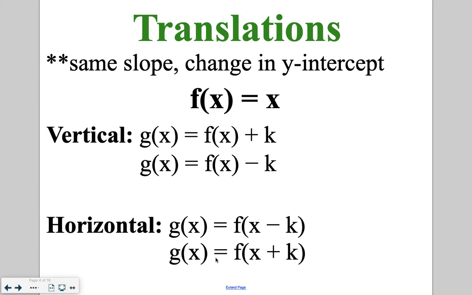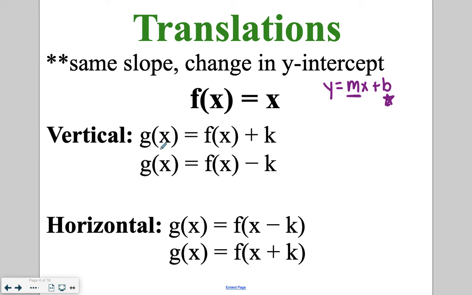A key fact about translations is that the slope of the graph is going to stay the same, but the y-intercept value is going to change. So what that means is when you're looking at an equation in slope-intercept form, so y equals mx plus b, it's not going to change the slope. It is going to change the y-intercept value.